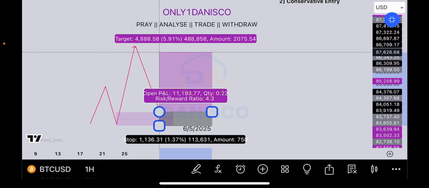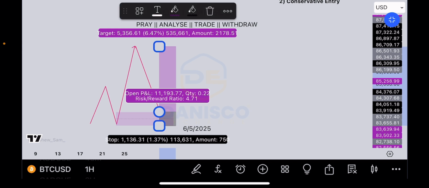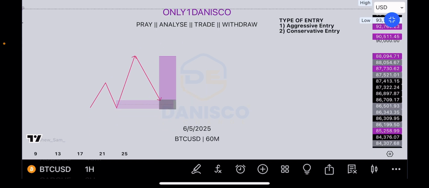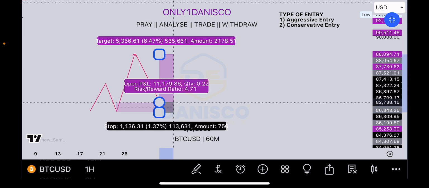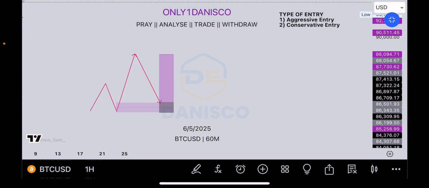You enter buy, then you target this structure. This is aggressive entry. You are entering directly from your POI aggressively.